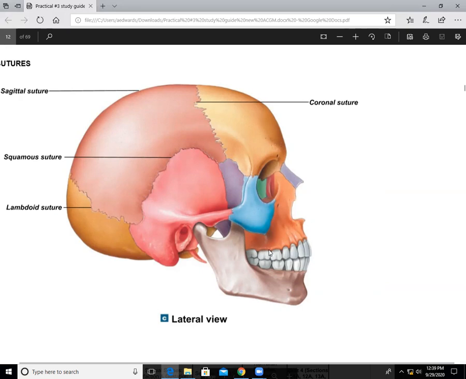If I understand correctly, earlier you said that some people have suture bones and some people don't. Some people have suture bones, yes. What's the reason for that? Sometimes it's injury, sometimes it's genetic.